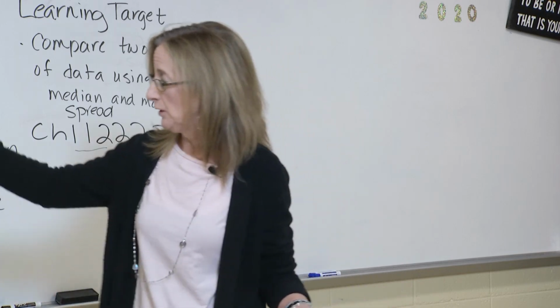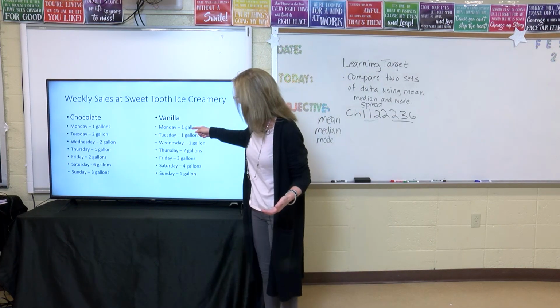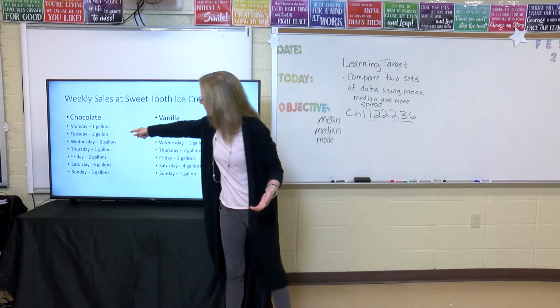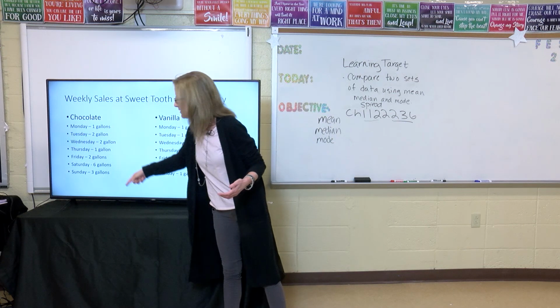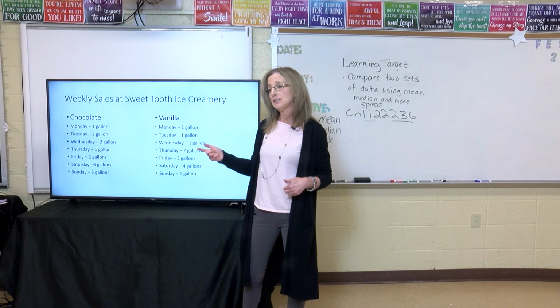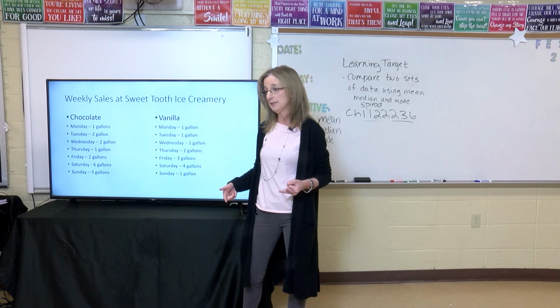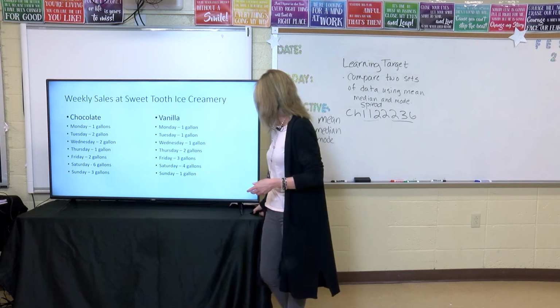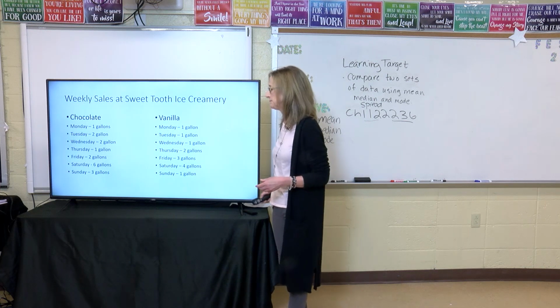And when we look back over here, 1, 2, 1, 4, 1 is our mode. When we look here, 2 is our mode. And we had to calculate our mean. We had to line them up from least to greatest to find our median.